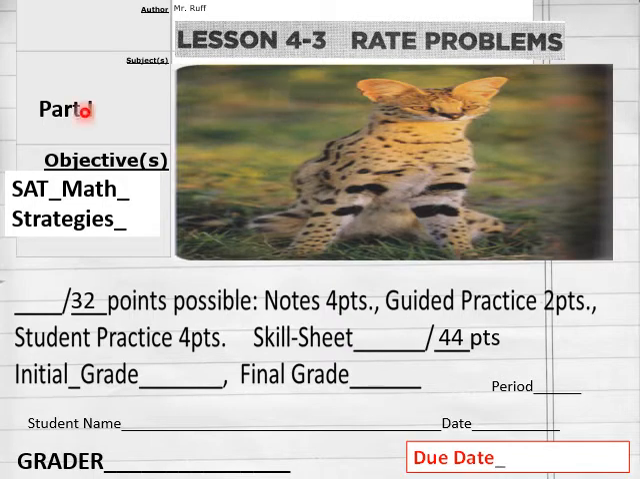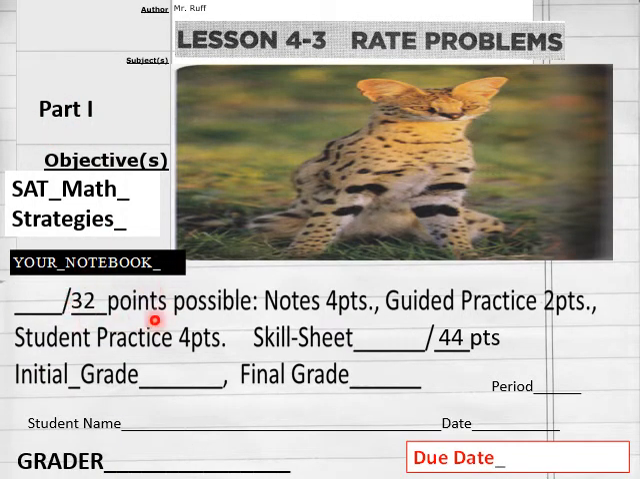4.3 rate problems, part 1. We have 30 points of notes to take. Hopefully you have your note-taking guide out. And we have a 44-point skill sheet, which is at the end of this PowerPoint, and if you need skill sheets, email me for that.